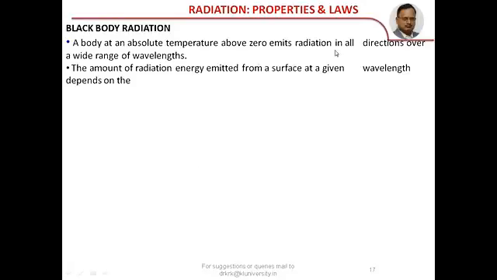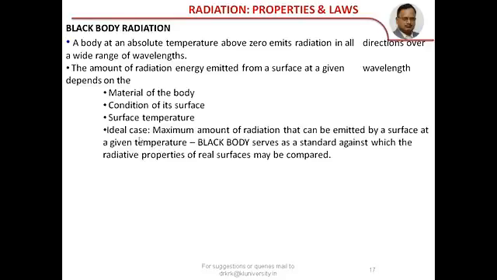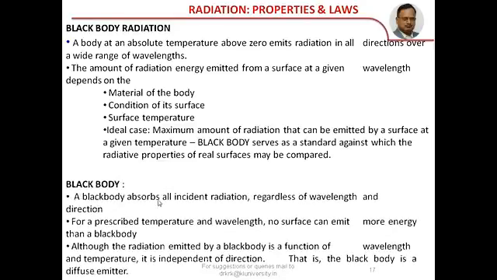A body at an absolute temperature above zero emits radiation in all directions over a wide range of wavelengths. And the amount of energy emitted by a surface depends on the material of the body, the condition of its surface, and the surface temperature. Now take an ideal case. The maximum amount of radiation that can be emitted by a surface at a given temperature is for a black body. Therefore, a black body is a perfect emitter as well as a perfect absorber, which serves as a standard against which all the radiation properties of real surfaces are compared. A black body is one that absorbs all incident radiation regardless of wavelength and direction. And for a prescribed temperature and wavelength, no surface can emit more energy than a black body.